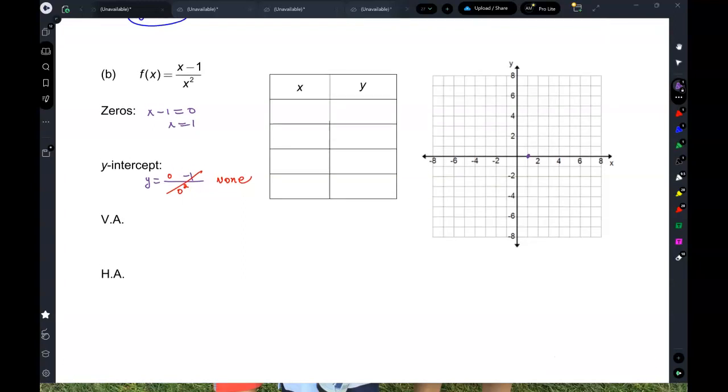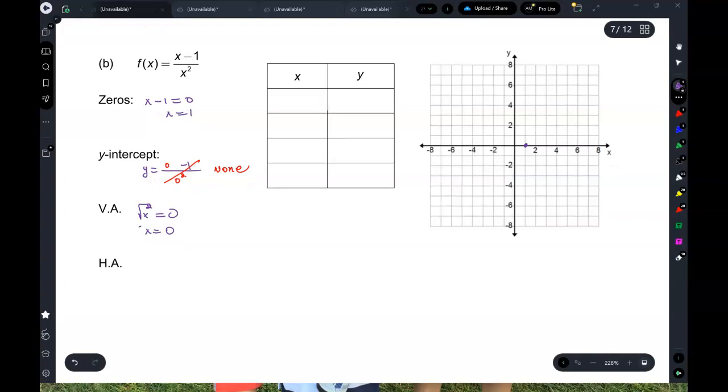For the vertical asymptote, I take the denominator, set it equal to 0. So x is how much? 0. You take the square root of both sides, right? So x is 0. Let me actually do that in blue. So x is 0. Okay, so you go to x is 0 and then you do a vertical asymptote there.